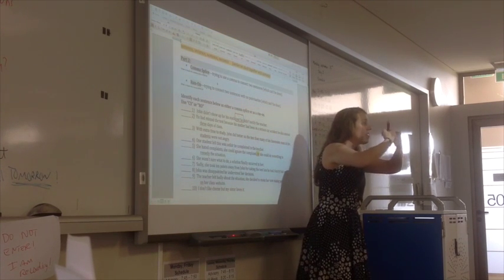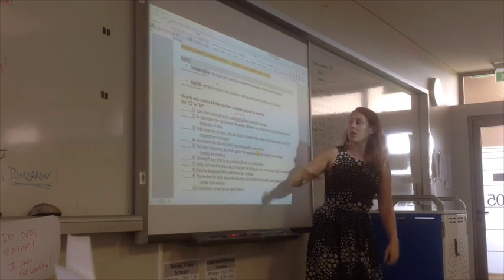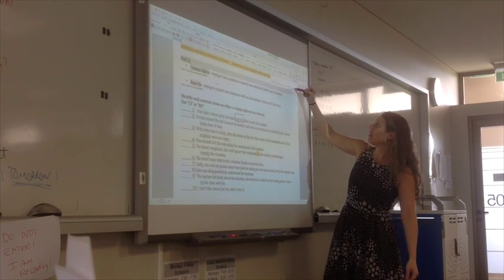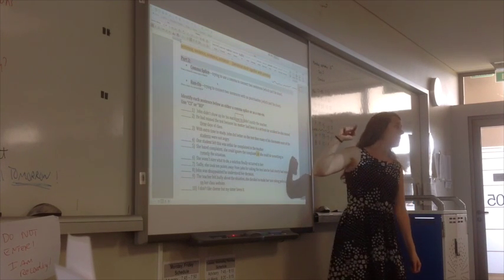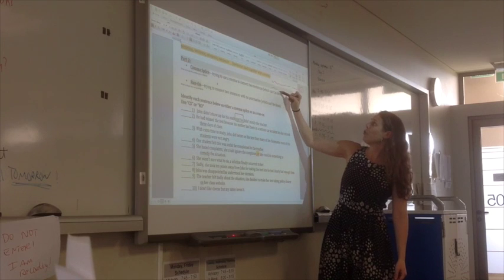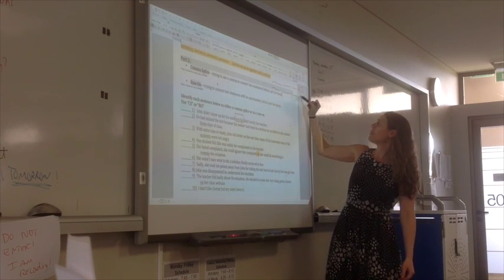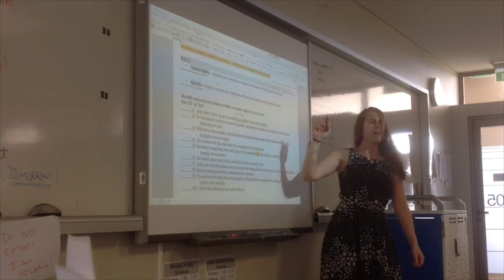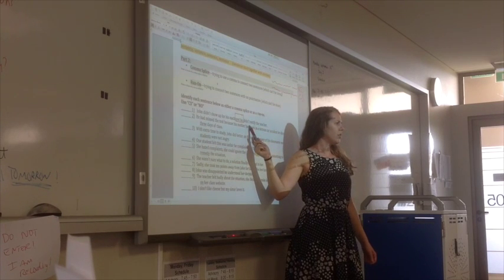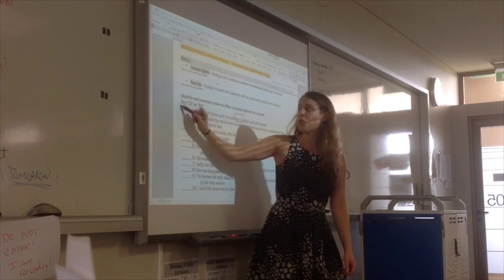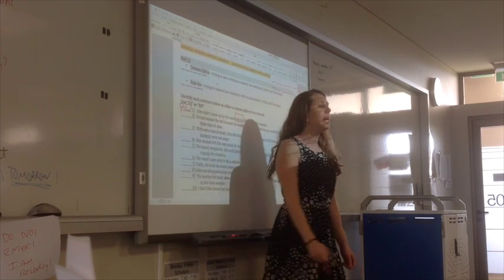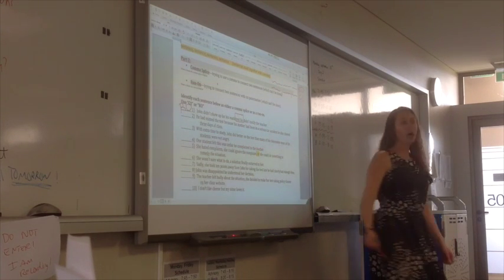Looking at where the sentences meet, do we have a run-on, sentences next to sentences, or do we have a comma splice, a comma separating our sentences? This is a run-on, so mark R-O over here. Mark R-O over here.